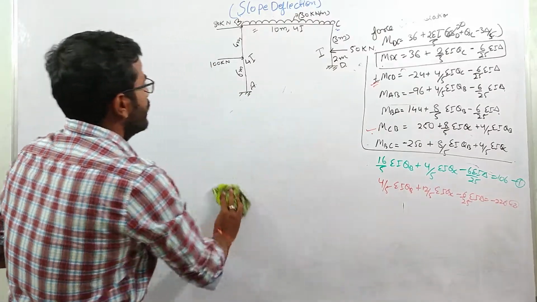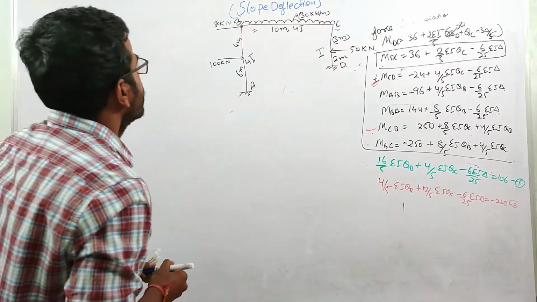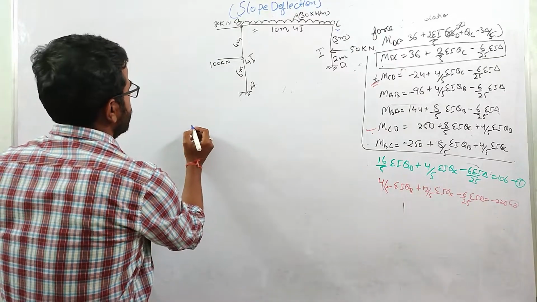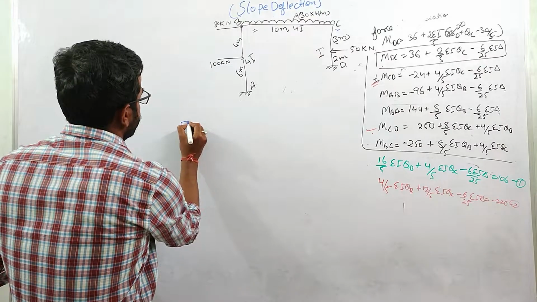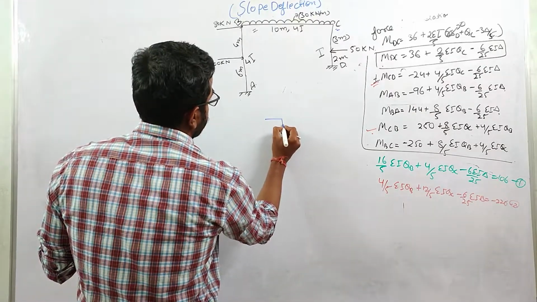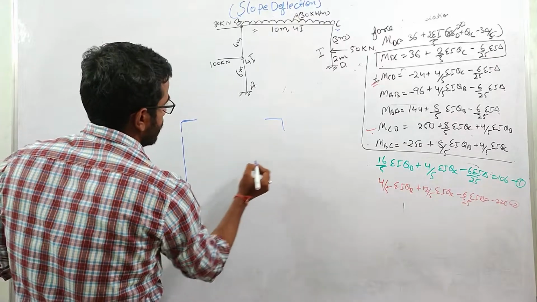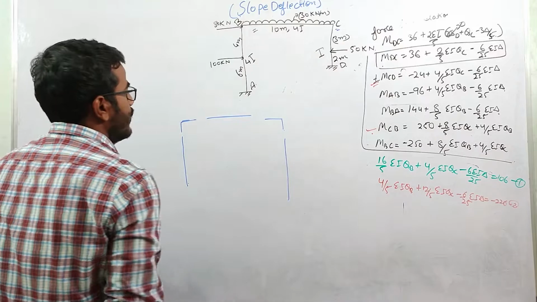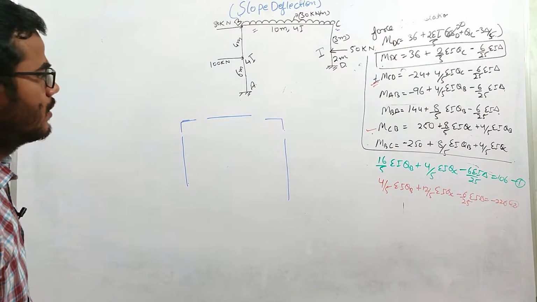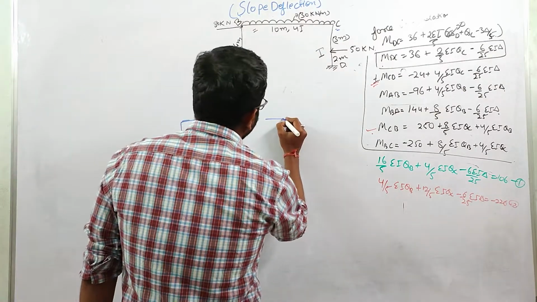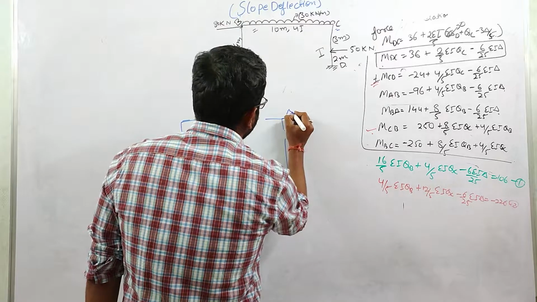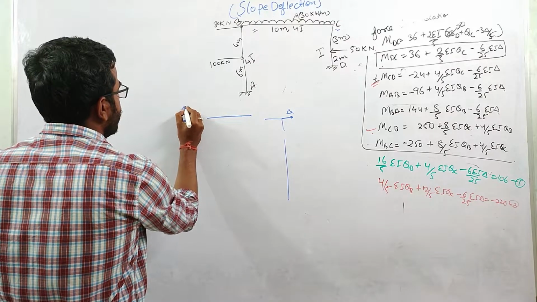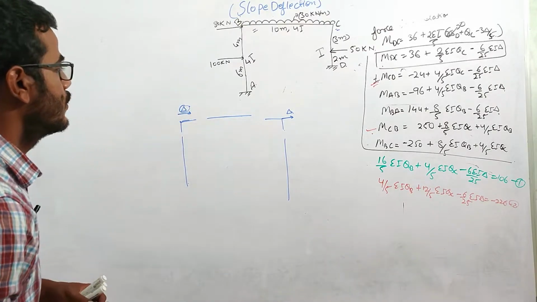Now what we will do is let us first break this joint like this. This is the situation. Now I'm saying that this point is moving by delta amount. And this joint is also moving by delta amount.